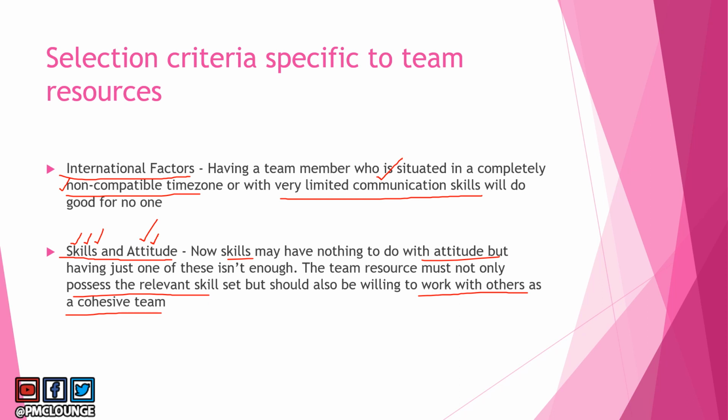So, someone with superb skills, right? Superb skill set, but they do not work with the team as a cohesive unit. They are of no use. In fact, they would have a negative impact on the project. So, I'd rather have someone who has the skill as well as the right attitude, the willingness to work with the team as a unit. That is what is required, and that's why I put these two together, skills and attitude.